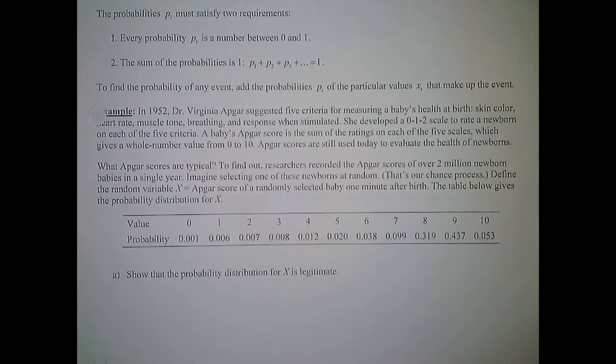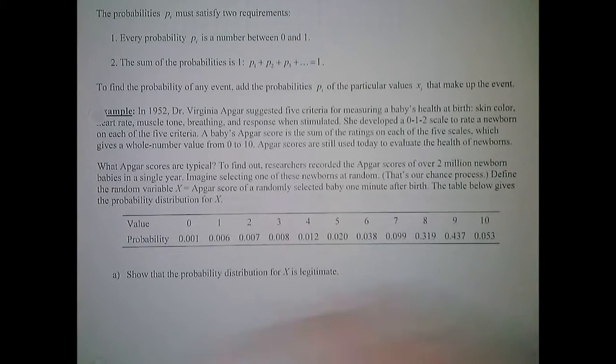So if in each of the 5 categories, the baby receives a score of either 0, 1, or 2, and their Apgar score is the total of the points they received in each of those, you could have anything ranging from a 0 all the way up to a 10. What Apgar score is typical? To find out, researchers recorded the Apgar scores for over 2 million newborn babies in a single year. Imagine selecting one of these newborns at random. That's our chance process. Define the random variable x to equal the Apgar score of a randomly selected baby 1 minute after birth. The table below gives the probability distribution for x.